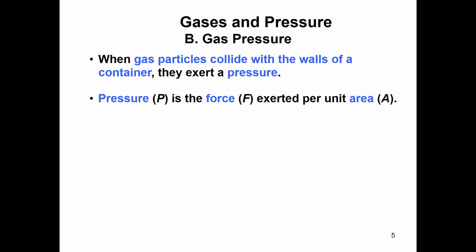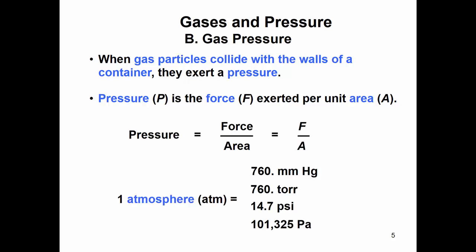Pressure is just the force exerted per unit area. So pressure is force over area. But the main thing we want to look at are the units of pressure. So you've probably heard of ATM, so that's atmosphere. And for 1 atmosphere, there are 760 millimeters mercury, 760 torr, 14.7 psi. You may have heard of that unit before. And then 101,325 pascals.